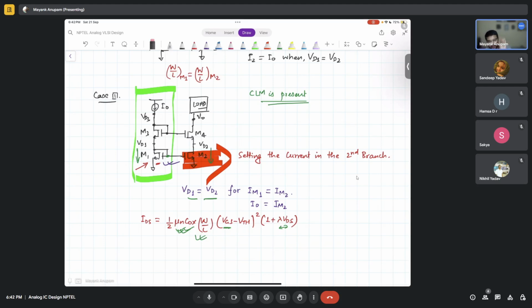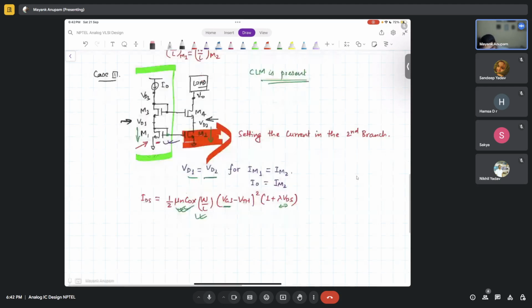I'm saying that let's say in some universe you are able to ensure that VD1 and VD2 are the same. Then the currents will be the same for both, right? This is the whole point I'm trying to make. After this, I'll come to the next point. So is this understood or not? That for the same current to flow in both the branches, in the presence of CLM, we need to ensure that the drain voltages are also the same. Correct? This much is understood.